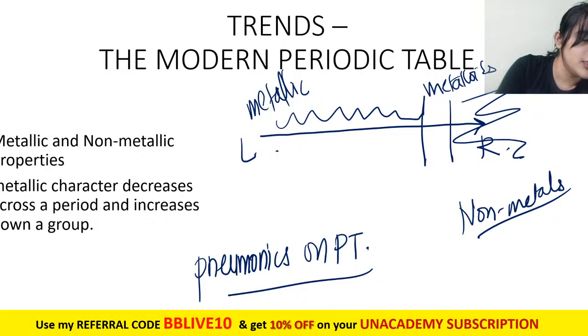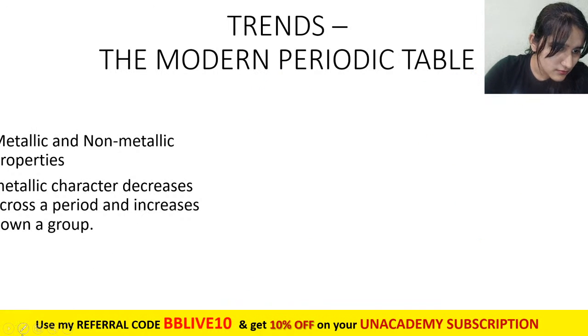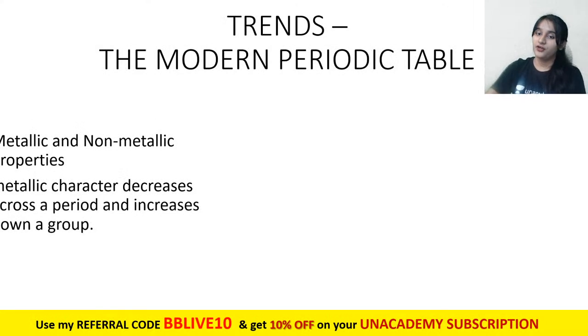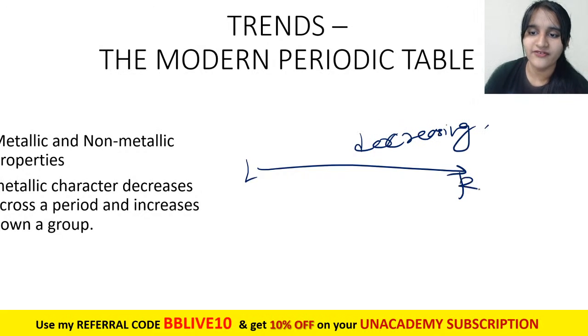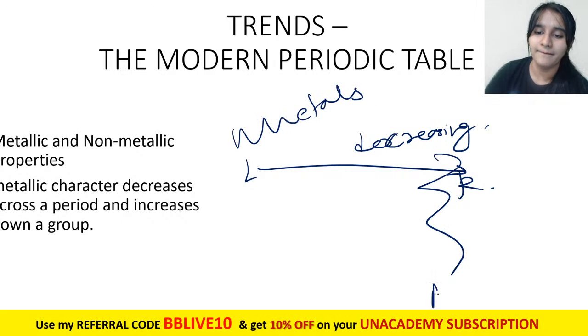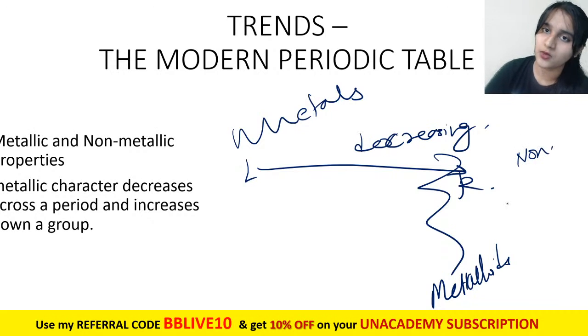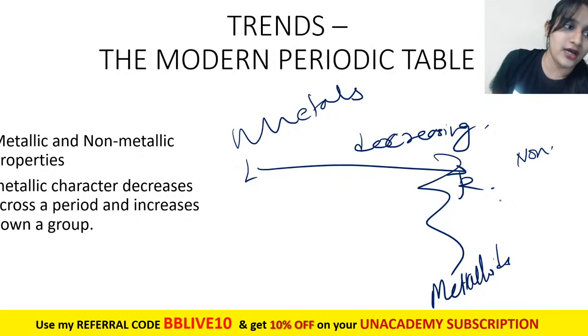Okay. So let's talk about metallic character. As I told you, from left to right it goes on decreasing. So over here I get lots of metals, over here I get metalloids, and at the end we get non-metals. Why? Because as we go towards the right, the metallic character decreases.